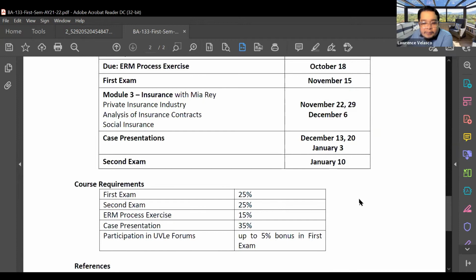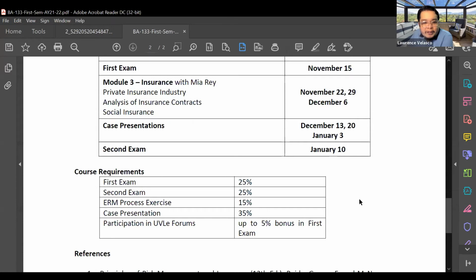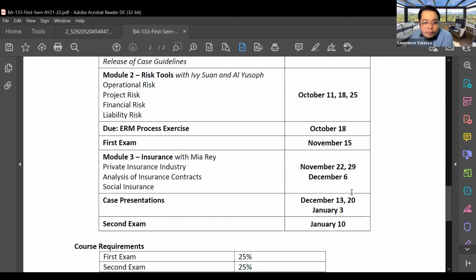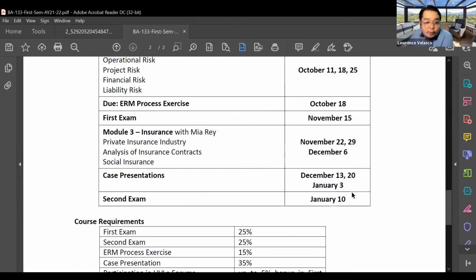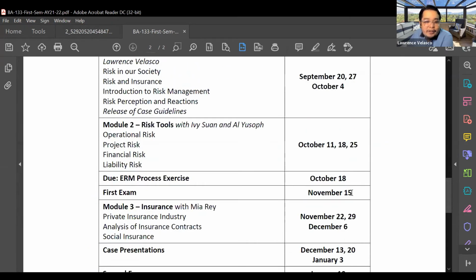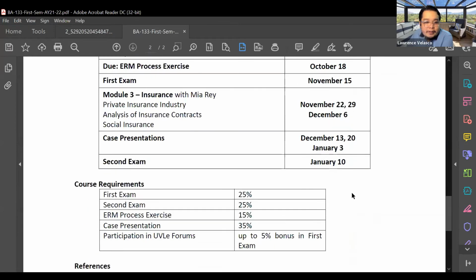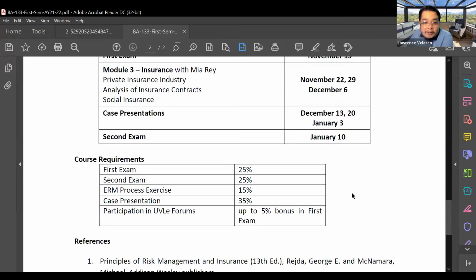Then there will be discussion forums in UVLE. It's not required, but active participation will give you a merit of 5% additional bonus in the first exam. Ma'am Ivy, Al, and myself will decide on the bonus since it will cover our section, which is the first exam. I'll be posting some topics from time to time, so you're encouraged to participate in those forums if you want to get the 5% bonus. You have to actively participate.